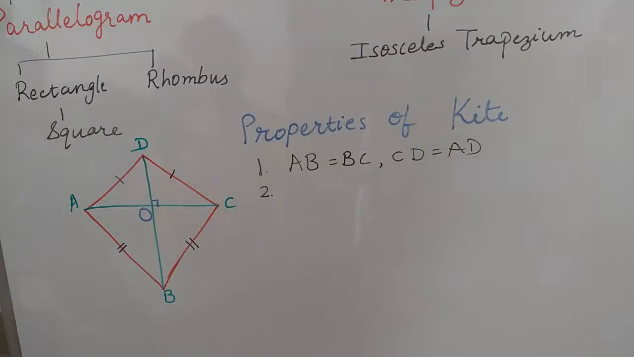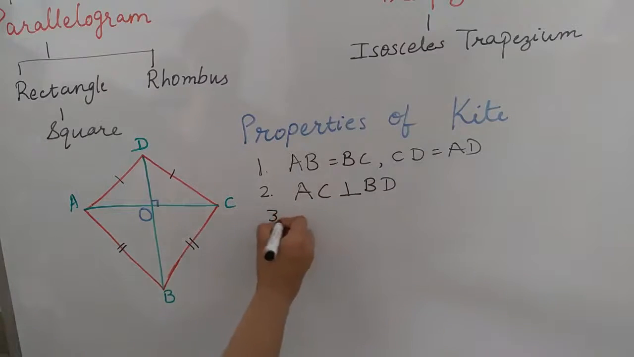The next is about the diagonals. You can see the diagonals are intersecting at 90 degrees, so they are perpendicular to each other. So I can write AC perpendicular to BD. This is about the diagonals. Diagonals are perpendicular to each other. They form 90 degrees here.